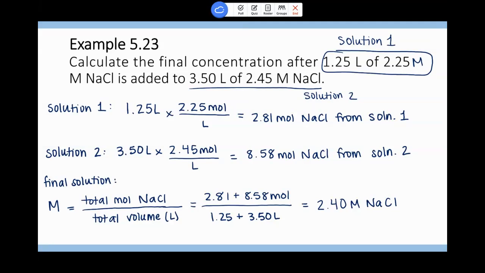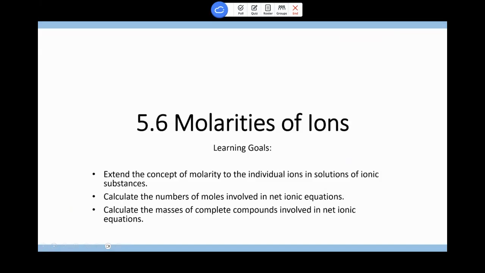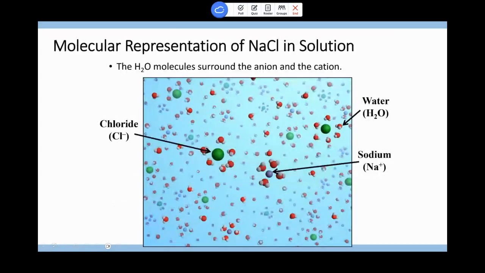we have sodium ions and chlorine ions. And so we can describe the molarity of specific ions in solution if we have a compound that dissociates into ions. So this next section is about molarities of ions. And just a reminder, you all have seen this image before, but this is a particle image of what sodium chloride looks like in solution. Sodium and chlorine are not bonded to each other. They dissociate into ions. We see sodium cations surrounded by water molecules, and chloride anions surrounded by water molecules as well.